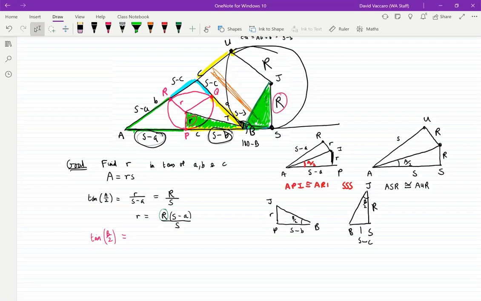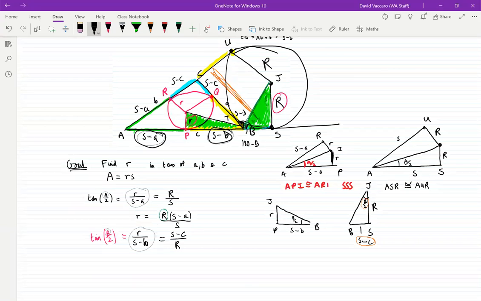So tan of B over 2 on the one hand is r over s minus a. Sorry, s minus b. Notice that just follows by symmetry because it's the equivalent expression replacing an a for a b. So we would be surprised if tan B over 2 did not equal r over s minus b. But the expression for the incircle, the tangent of this angle, uses the opposite as s minus c, and then the adjacent as capital R.